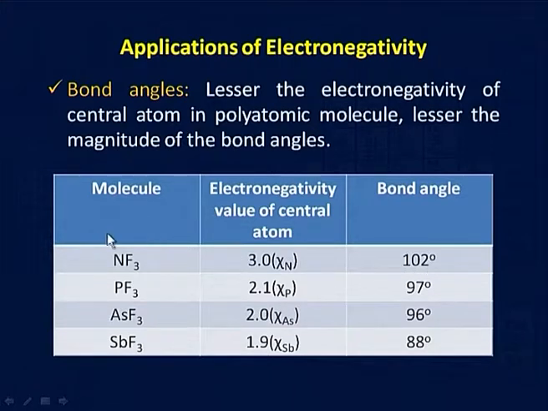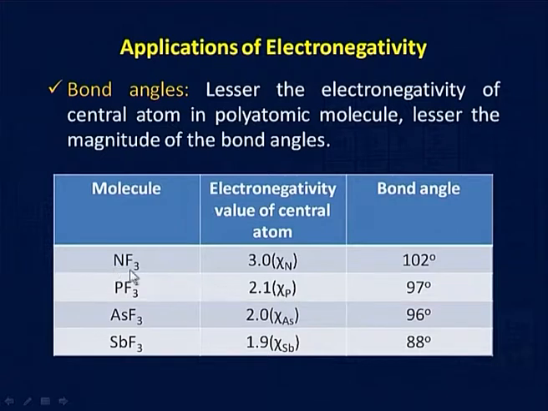Whereas, if we move down the group from nitrogen to phosphorus, in PF3 we find that the electronegativity of phosphorus is 2.1 and the bond angle is 97 degrees. Then in arsenic trifluoride, the electronegativity of arsenic is 2.0 and the bond angle is 96 degrees. In the case of antimony trifluoride, the electronegativity of antimony is 1.9 and the bond angle is 88 degrees. So, here the lesser the electronegativity of the central atom in a polyatomic molecule, the lesser is the magnitude of the bond angle.